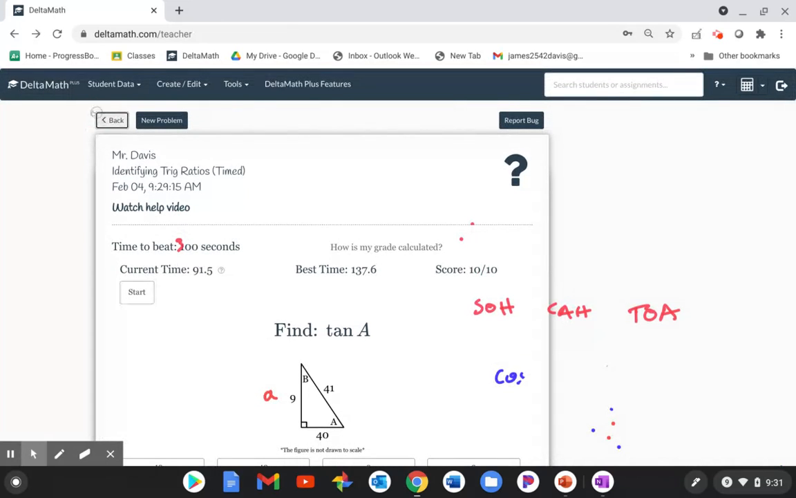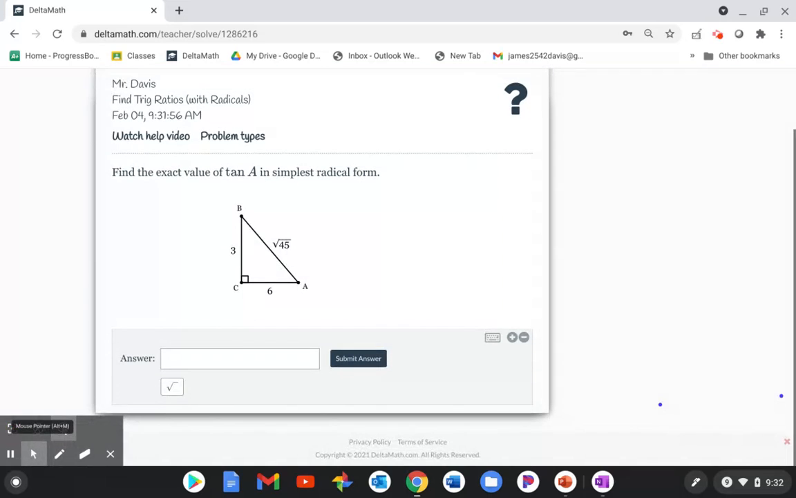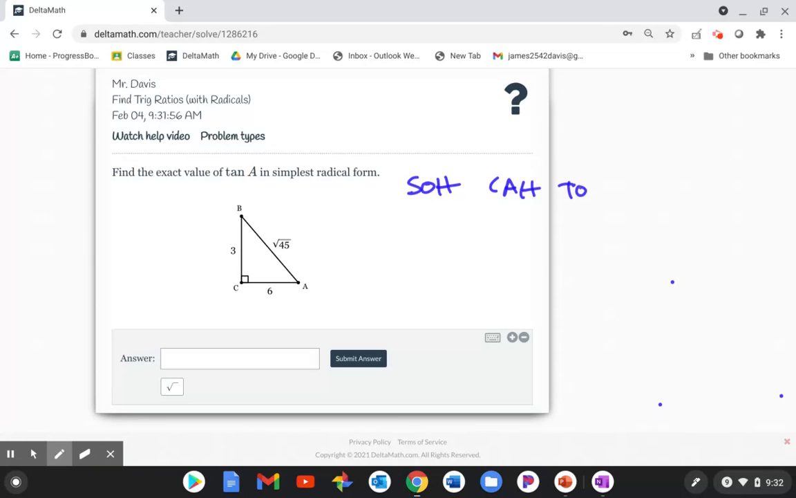All right. The next one is going to be just a tad bit more challenging because we're going to have some radicals in here. And you have to think back how to simplify radicals. There is no timer, though, so that makes it a little easier. We're specifying the tangent of A in this one in the simplest radical form. So again, I would still write out SOHCAHTOA.